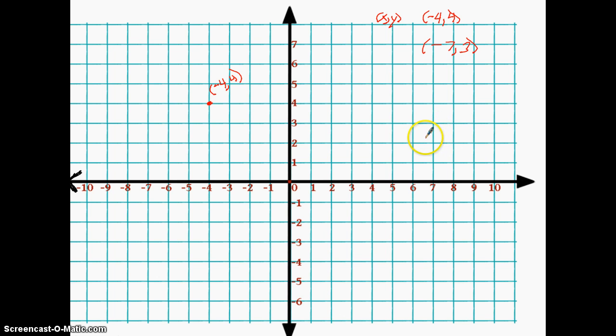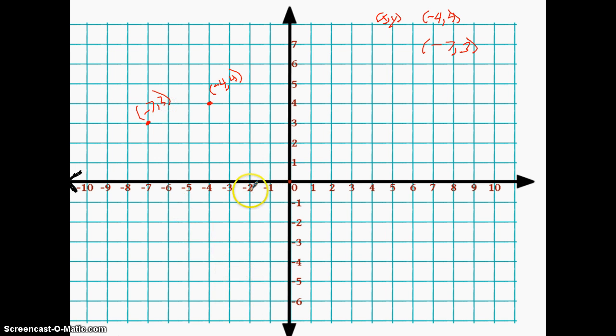Okay, assuming that you have found where those two coordinates will meet. Here is our point of origin, the 0. Let's go over to negative 7 right here, and then let's go up to where positive 3 is and put our point. That's where negative 7 by 3 can be found.